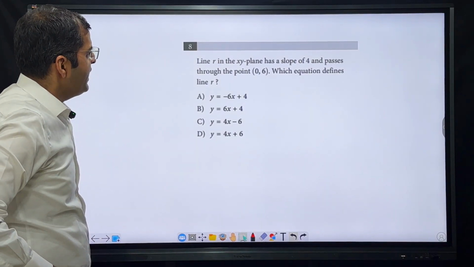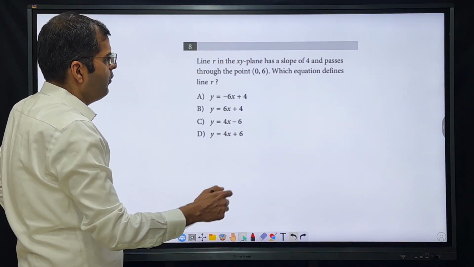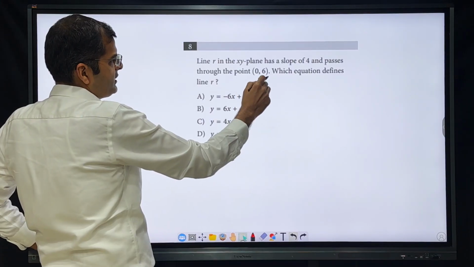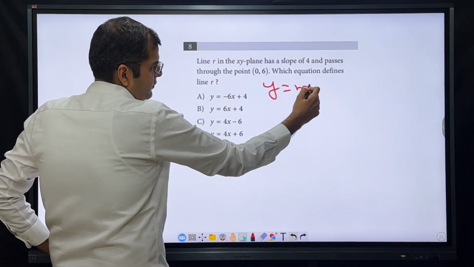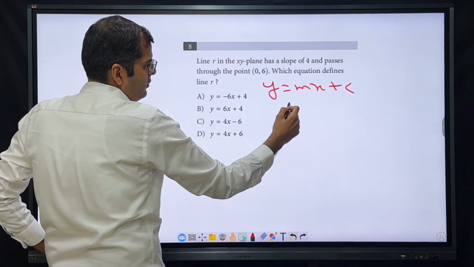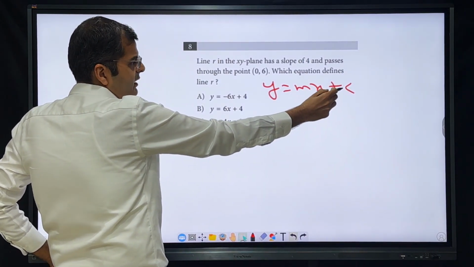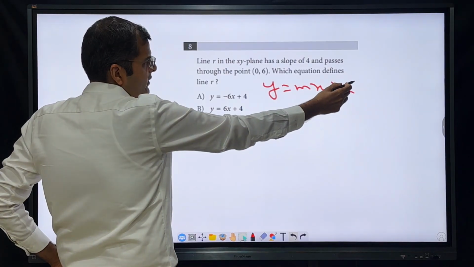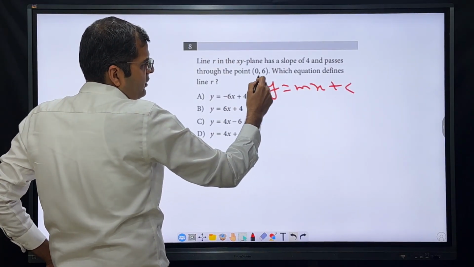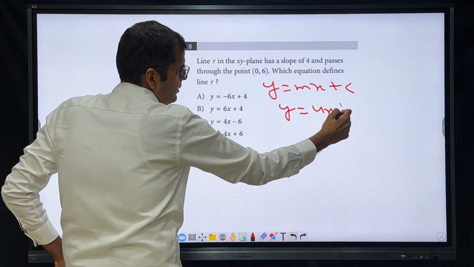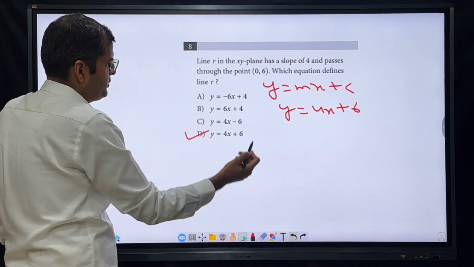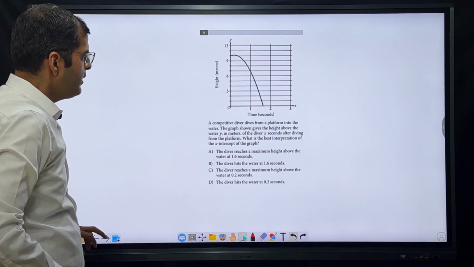Now this question says line R in the xy-plane has a slope of 4 and passes through the point (0, 6). Which equation defines the line? If the line is of the form y equals mx plus c, where m is the slope and c is the y-intercept, that means the value when x is 0. So the value when x is 0 is 6 and slope m is 4. So the equation of the line is y equal to 4x plus 6. Option D is the correct answer here.